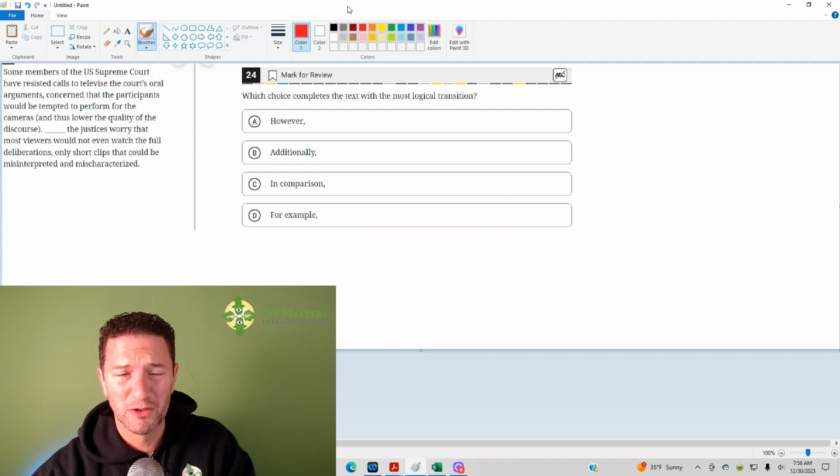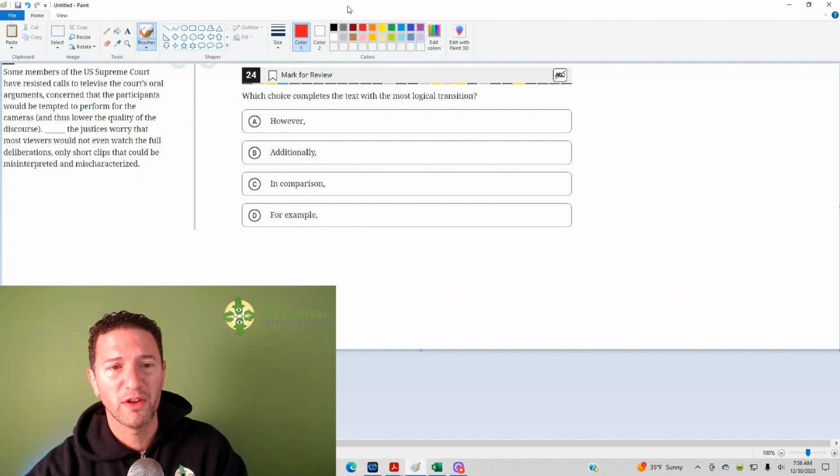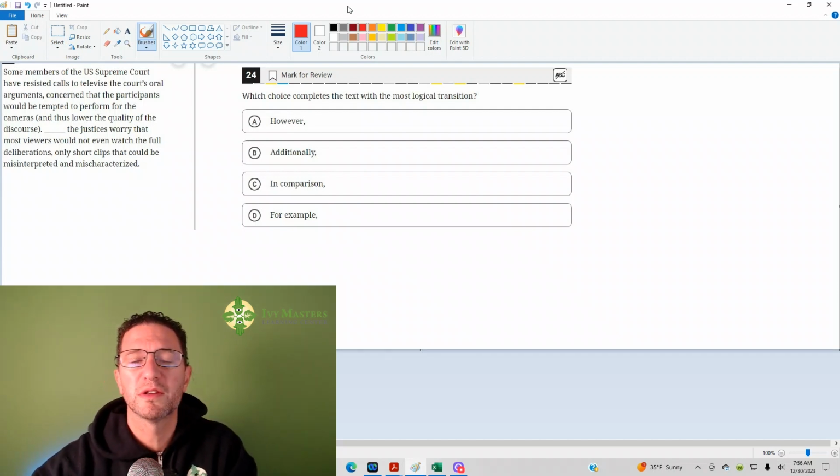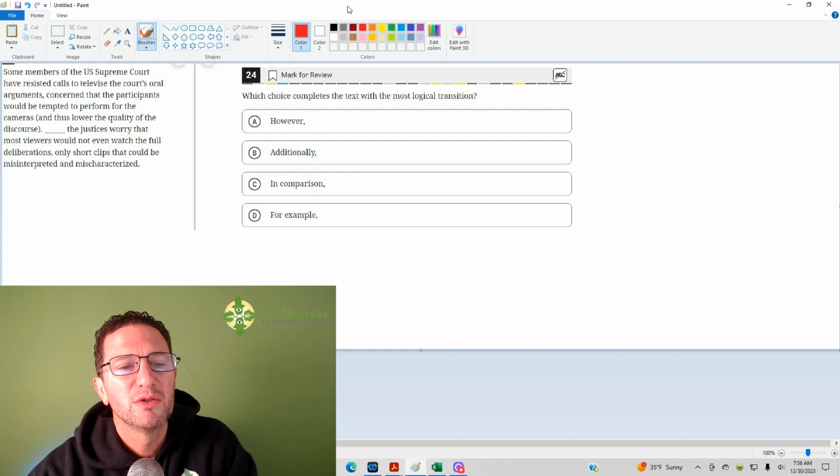Today we're going to look at the 24th question from the Digital SAT Test 1 Module 2. This is from the Bluebook app, the harder set of reading and writing questions. Number 24 reads, which choice completes the text with the most logical transition? So you see answer choices like this, transitions.